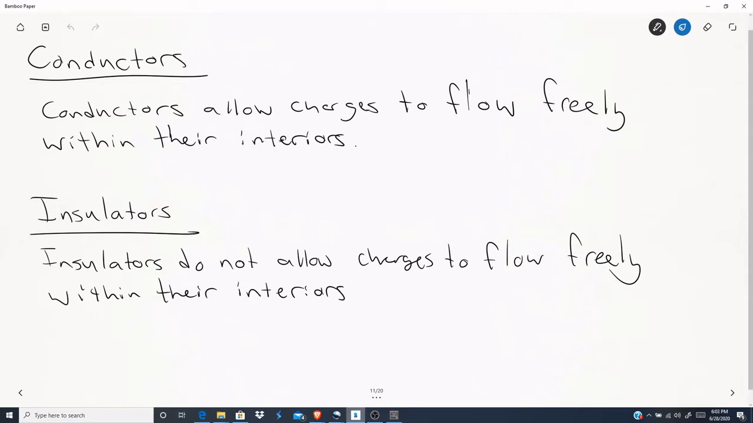Insulators, on the other hand, do not allow the free flow of electrical charge in their interior. This means that if you have a charge in an insulator, it's pretty much going to stay where it is because it's not easy for it to move from one location on the insulator to another. A big factor in this is the fact that the valence electrons are more tightly bound to the atoms and molecules which make up the insulator.